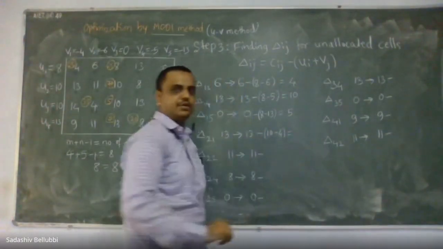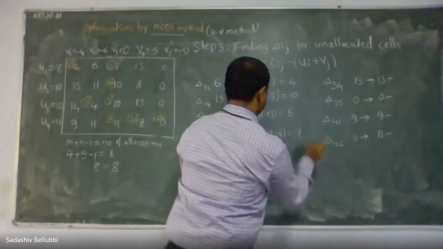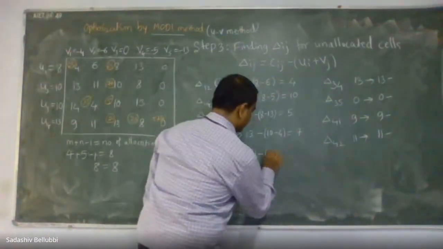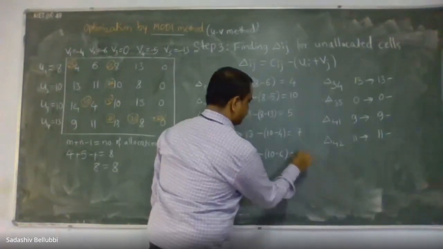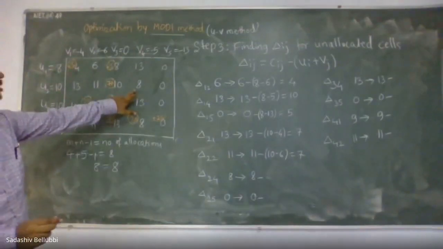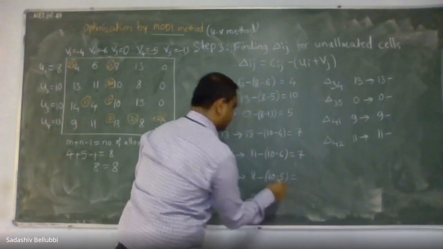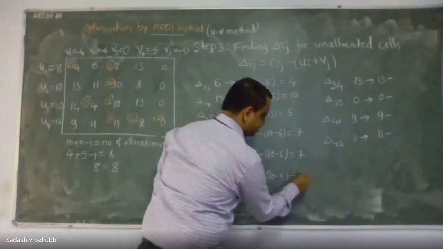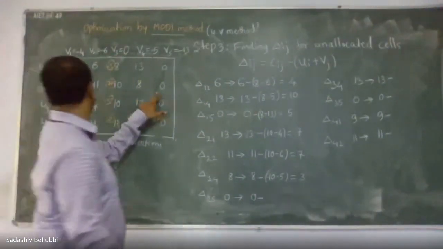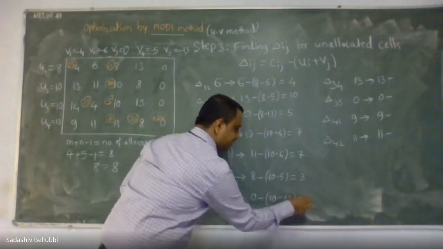Okay, any doubts? Let me know. 13 minus 6 is 7. Next one, 11. Again, it is 10 minus 6, which is 4. Next one, 8. For the 8, 10 minus 5, that is 5. So 8 minus 5 is 3. That is plus 3. Next one, delta 2,5. That is 10 minus 13. It is minus 3, and plus 3.